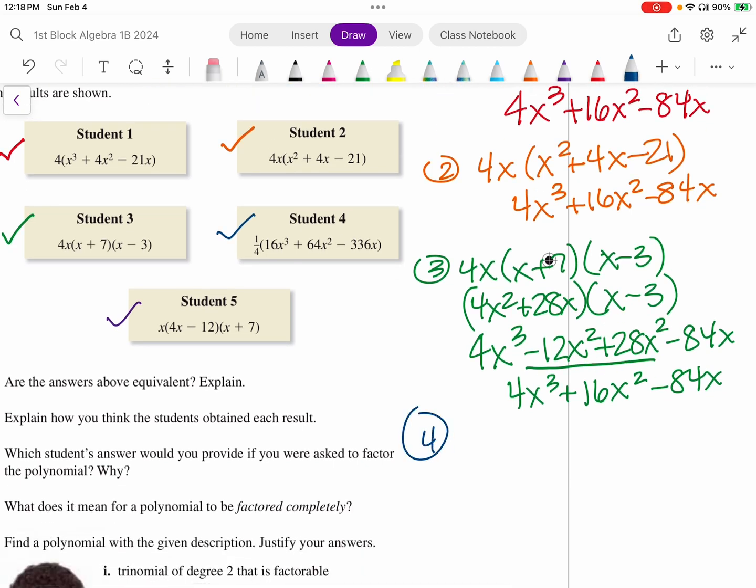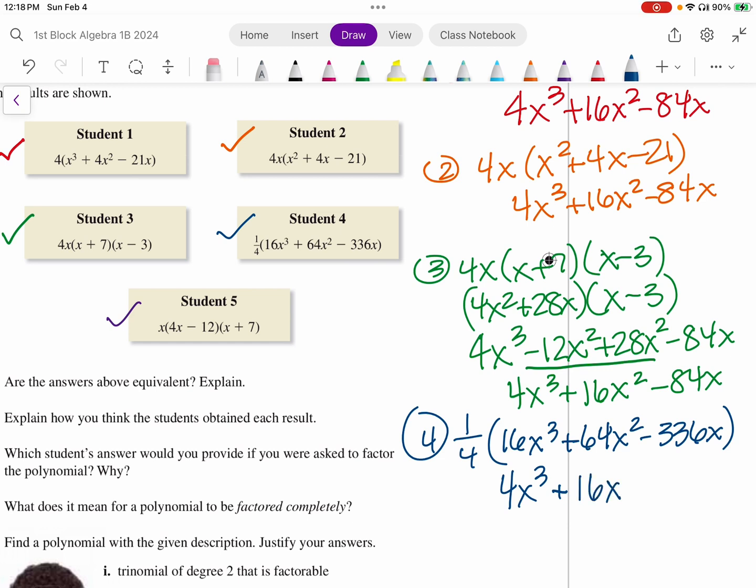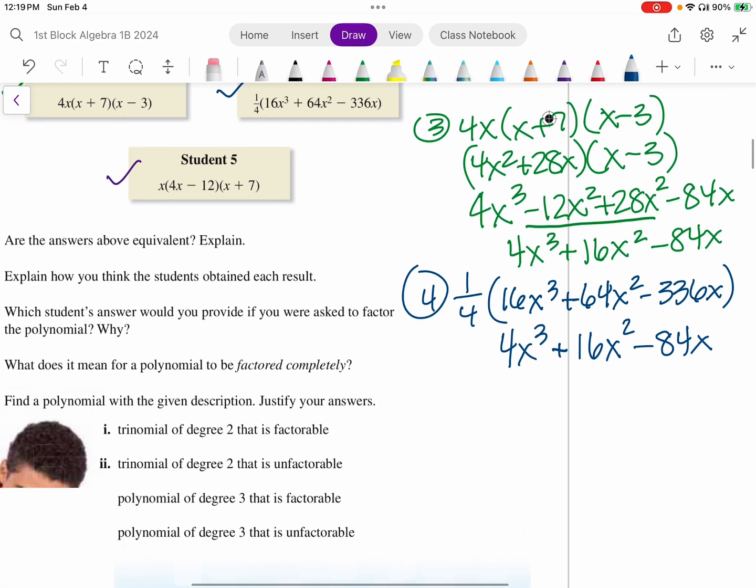Student 4, 1/4 times 16x to the third plus 64x squared minus 336x. All right, 1/4 of 16 is 4, so 4x to the third. 1/4 of 64 is 16, so 16x squared. And 1/4 of 336 is 84, so 84x.